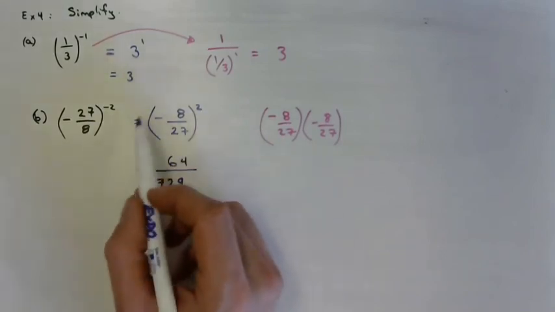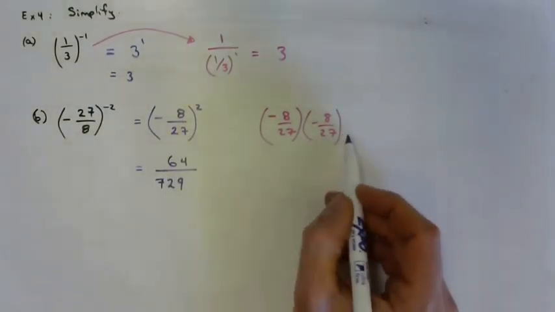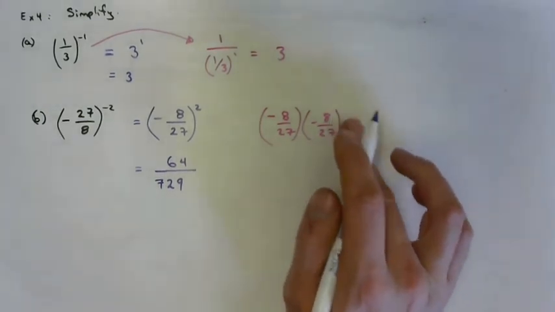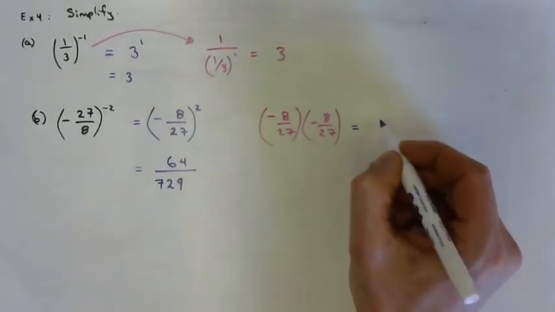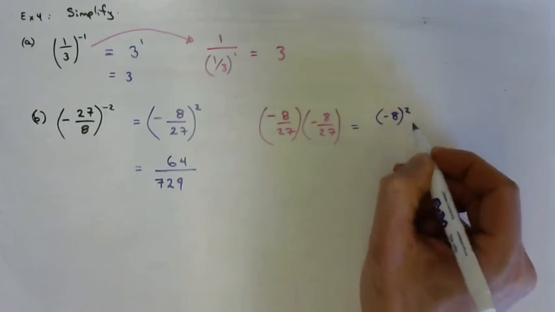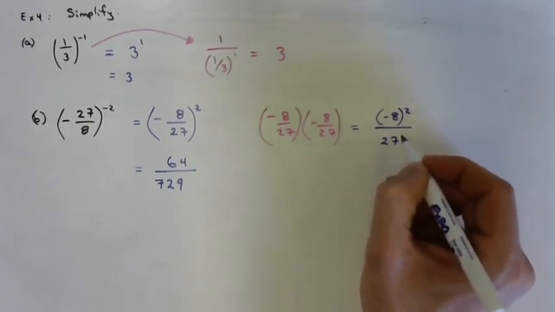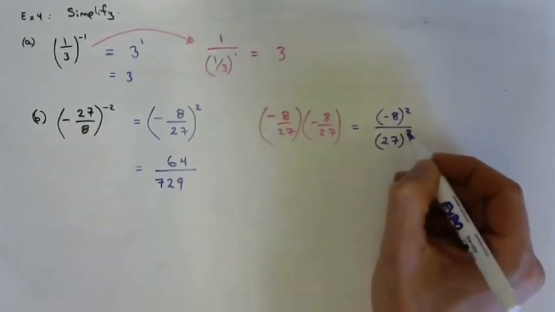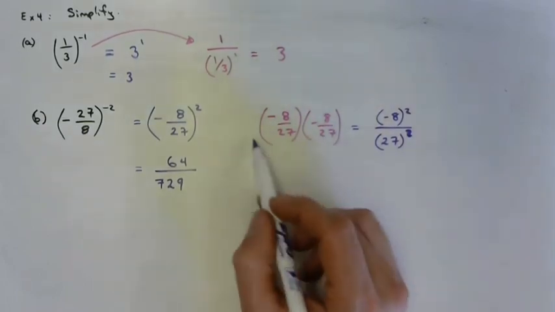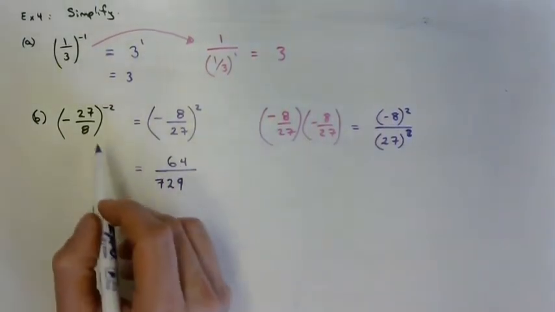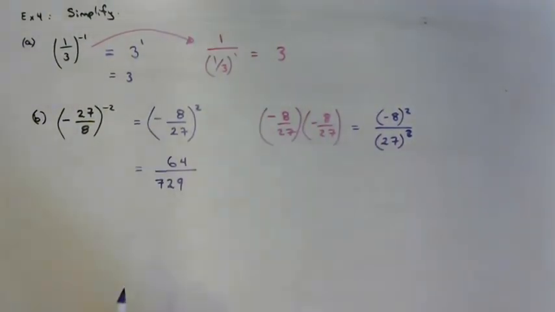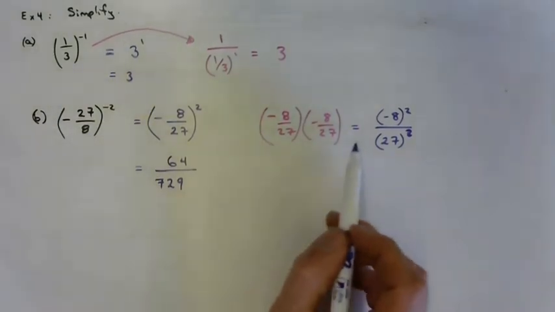Okay. Another way to rewrite this, if you don't want to rewrite it like this, is also equal to negative 8 squared over 27 squared. Okay. This statement, this statement, this statement, this statement, and this statement are all the exact same. That's why we use equal signs.